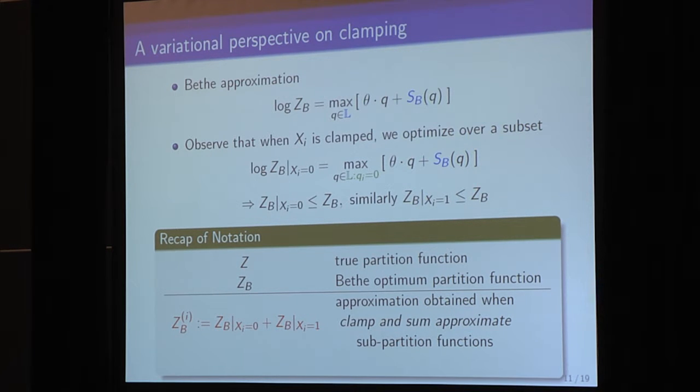At the bottom here, I just have a recap of notation, and please try to stay with me on this because we're going to use these terms a lot. Z is the true partition function. ZB is the beta optimum partition function. And remember, I introduced this ZBi, which is what we get when we clamp variable xi and we sum the approximate subpartition functions.